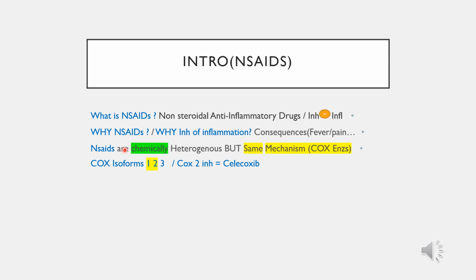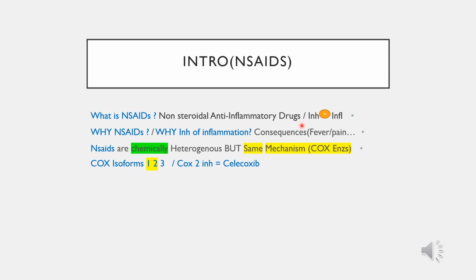So, about the mechanism of action of NSAIDs, this class of drugs. First, let's talk about some introductions about this class of drugs. NSAIDs stands for non-steroidal anti-inflammatory drugs.